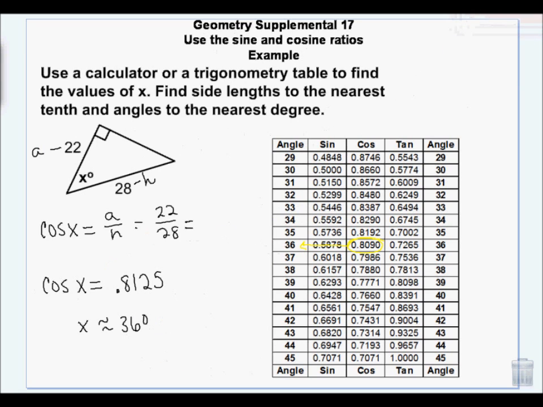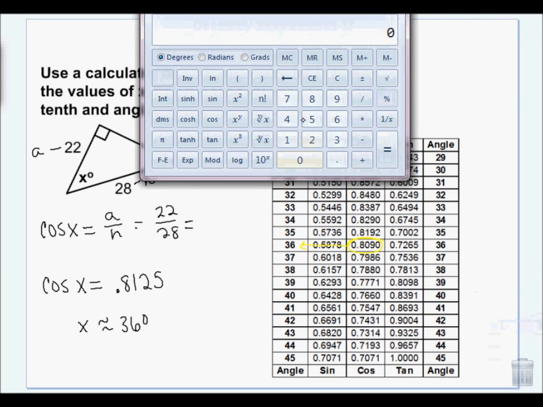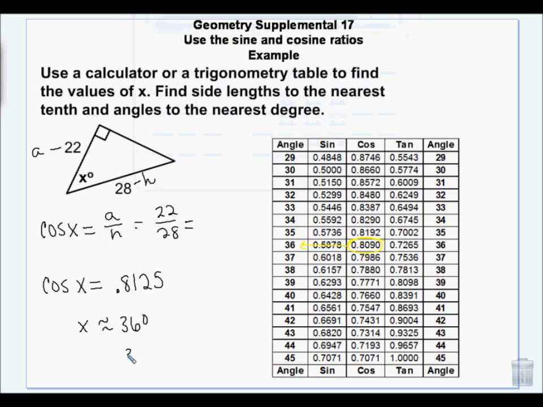If I put it in the calculator, I would put 0.8125, and then I would push the inverse button, and then that cosine -1 button, and I get 35.7. So see, we were really close.